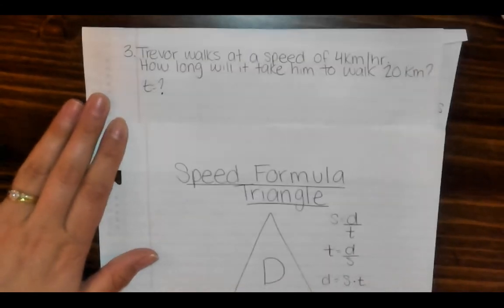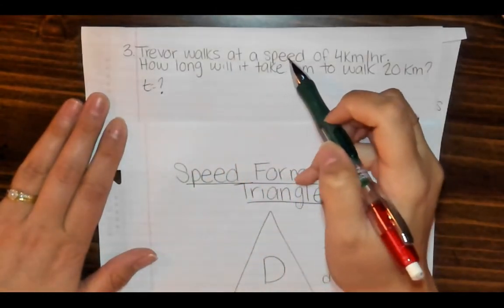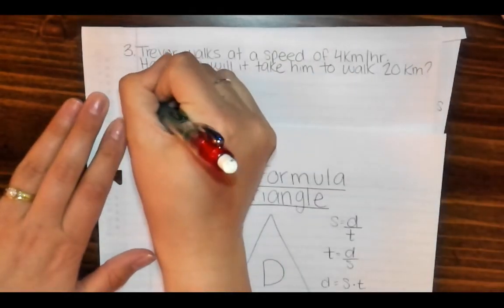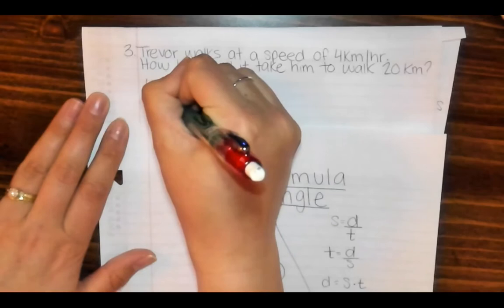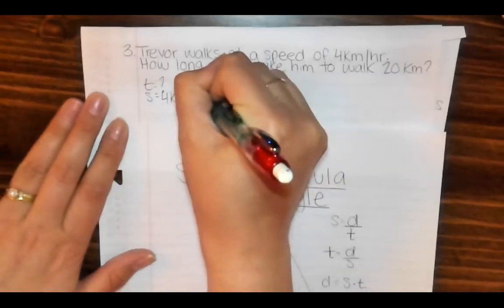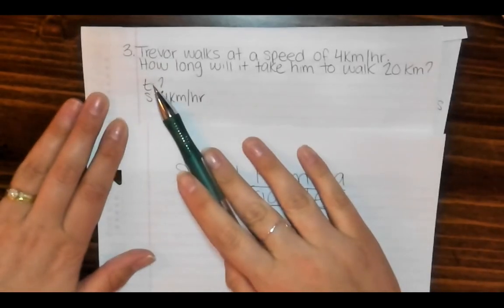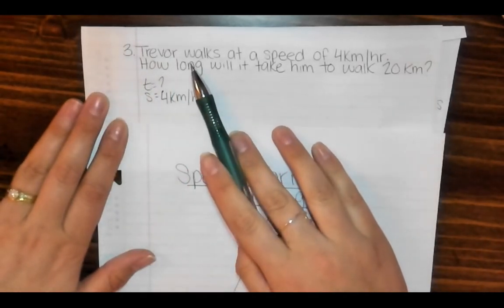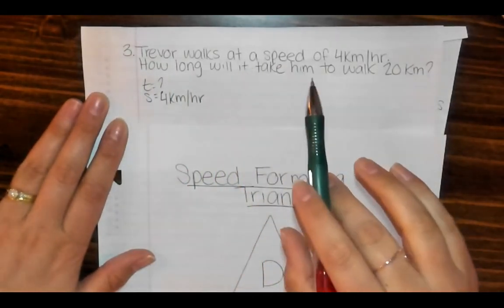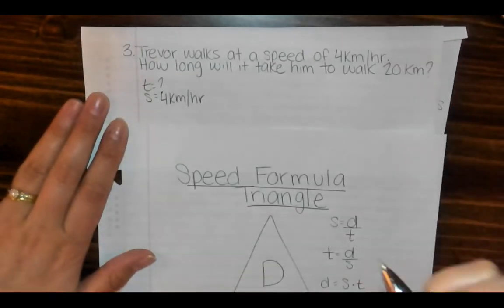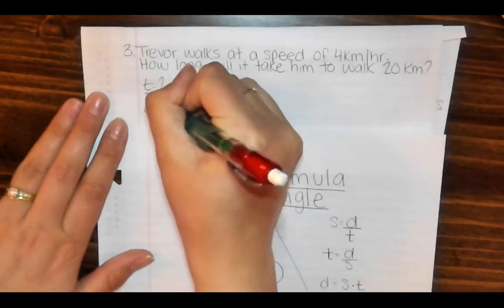Now let's review the question. Trevor walks at a speed of 4 kilometers per hour. So our speed, or our S, is 4 kilometers per hour. How long will it take? So that's our T. We don't know how long it'll take. That's what we're going to solve for. How long will it take for him to walk 20 kilometers? So there's our distance. So D equals 20 kilometers.